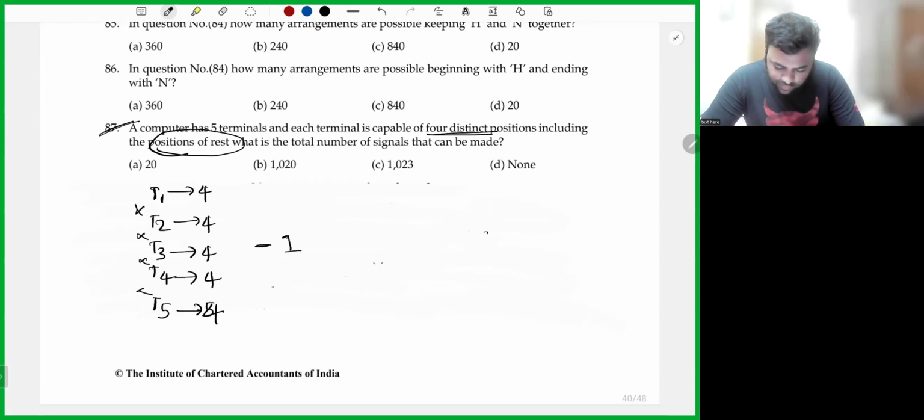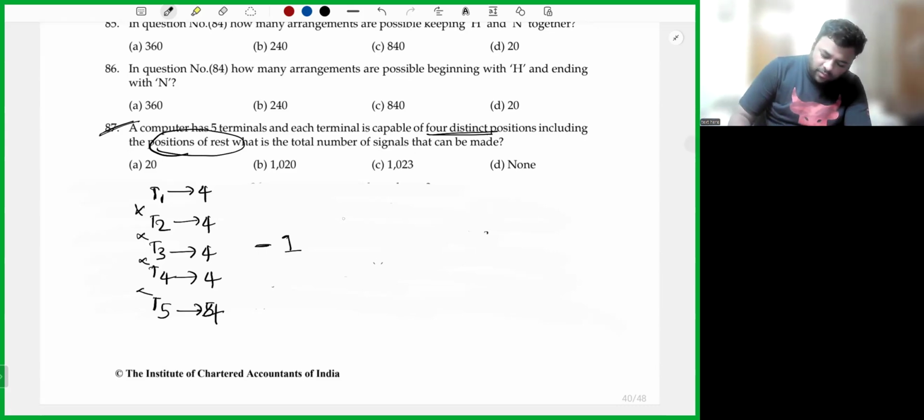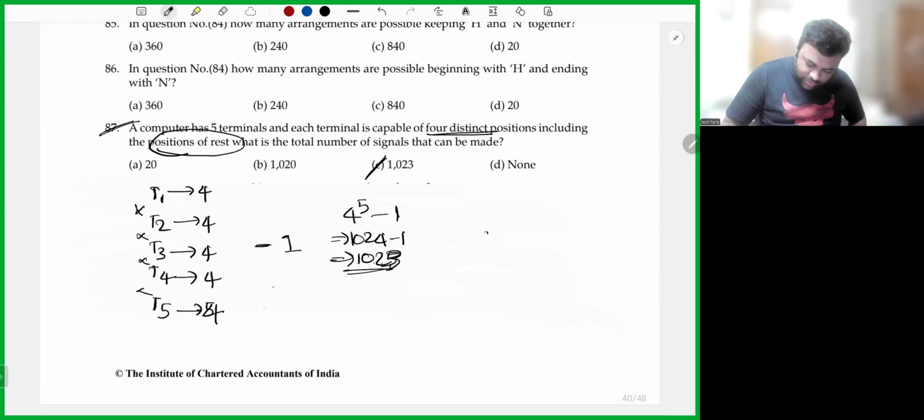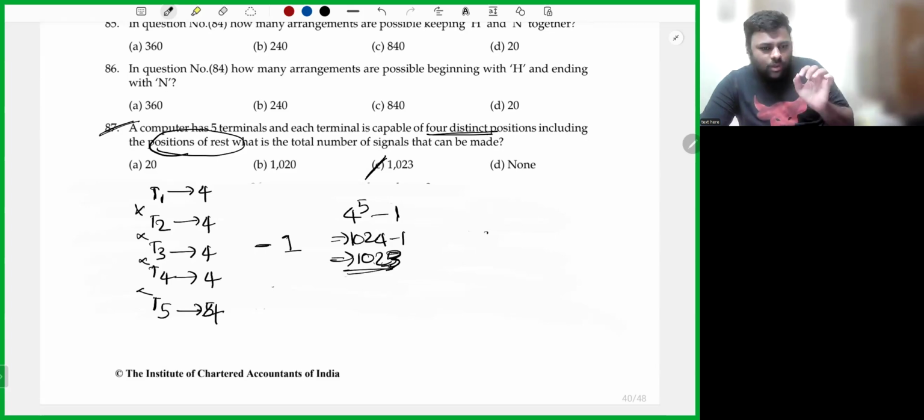So 4 into 4 into 4 into 4 into 4, that is 4 power 5 minus 1. 1024 minus 1 is 1023. So total possibilities are 1023, not 1025, so it's 1023. I hope the point is clear.